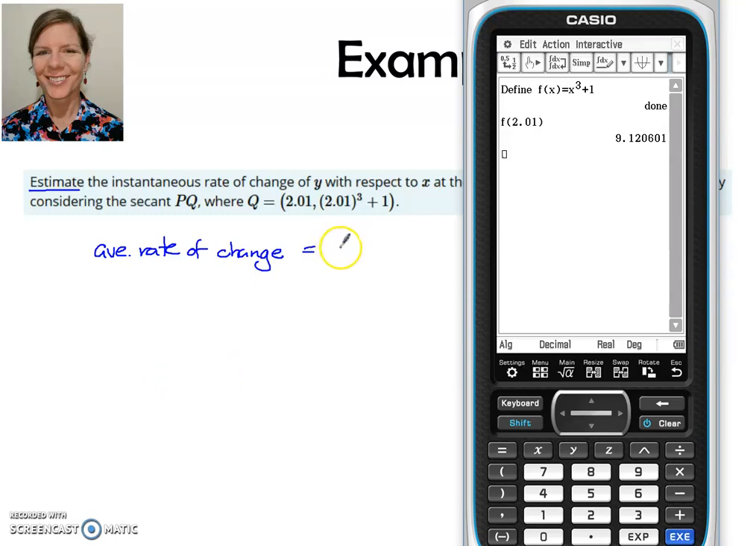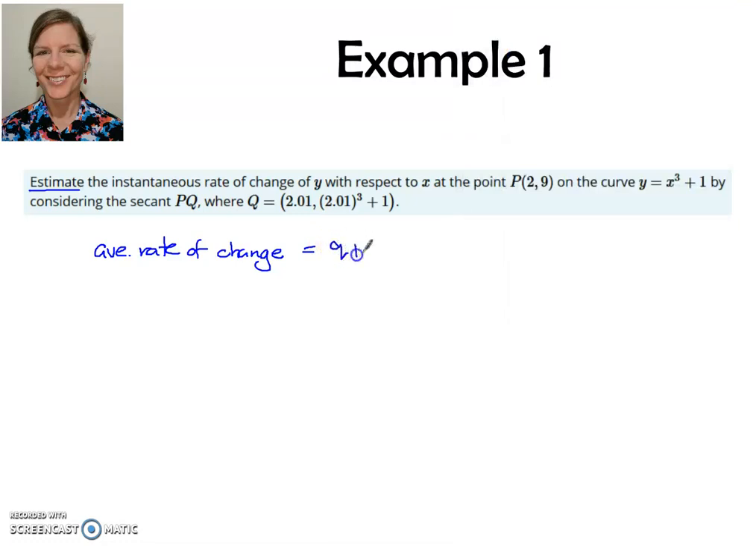So 9.120601 minus 1. Okay, and of course the value when x is 2 is going to be 9, because 2 cubed is 8, sorry, 2 cubed plus 1 is 9. So take 9, and then 2.01 take 2. So that's our change in y divided by the change in x. And when you work that out, you get 12.0601.